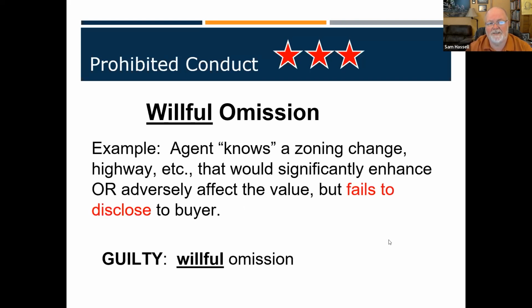All right. Another example: the agent knows of a zoning change or a highway that would significantly enhance or adversely affect the value, but fails to disclose it to the buyer. Willful omission. Anything that could adversely affect the value counts. When I bought that property, there were 50 empty acres behind me. Now there's a freeway. Is that going to change the value of my property? Probably. All right.